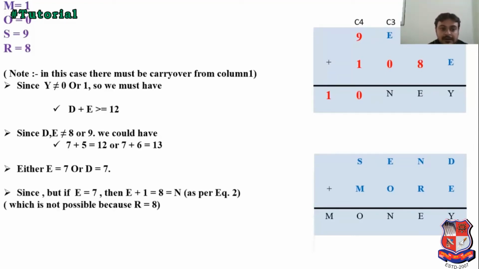Okay, but e is equal to 7 we predicted, then we apply that value in equation number 2. So we can easily find the value of n, but n is equal to 8 with equation 2, but it is not possible because the value of r is the same as the value of n. So n is equal to 8 is not possible. So e is equal to 7 is also not possible. So we can easily find out the value of d is equal to 7 and the value of e is equal to 5 or 6.